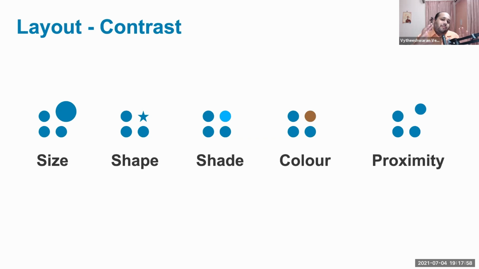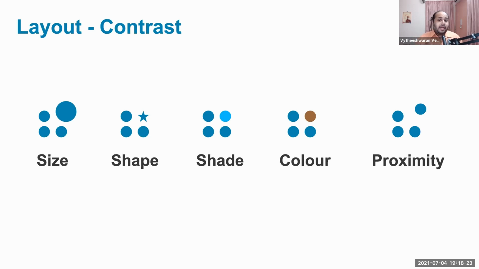The next one is to create contrast. Let's say you have 4 or 5 images, or 4 or 5 boxes of text, or 4 or 5 graphical elements. How do you make it clear to your audience that one particular item in that is different from the other, or probably one of them is more significant than the other? You can do it by any of these 5 methods that you see over here.